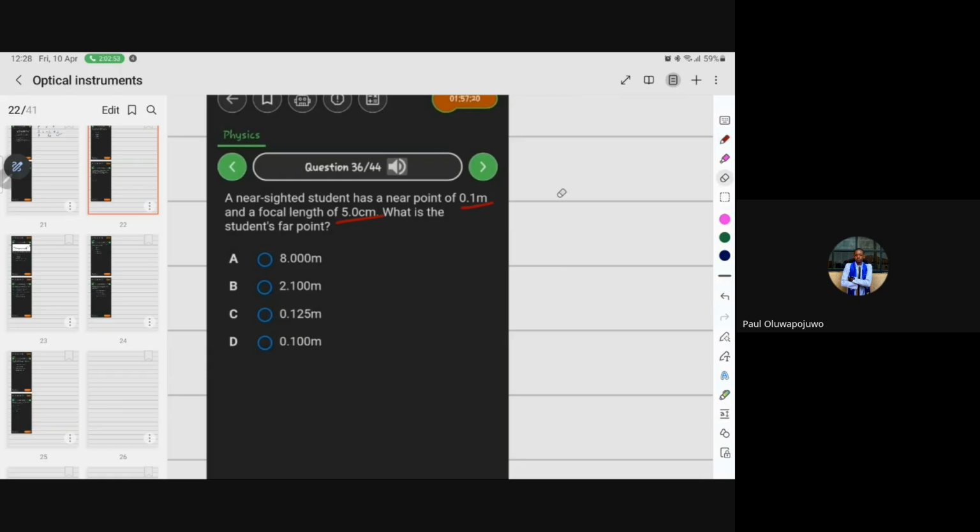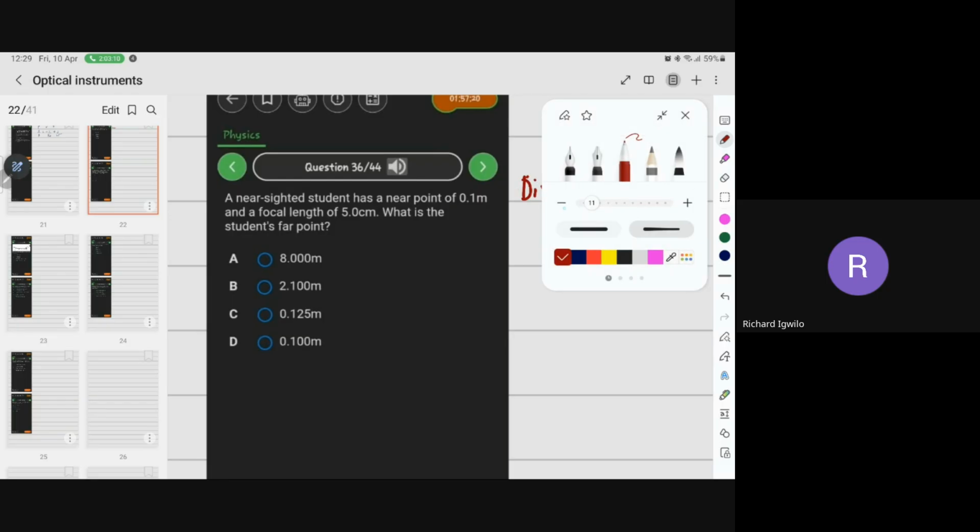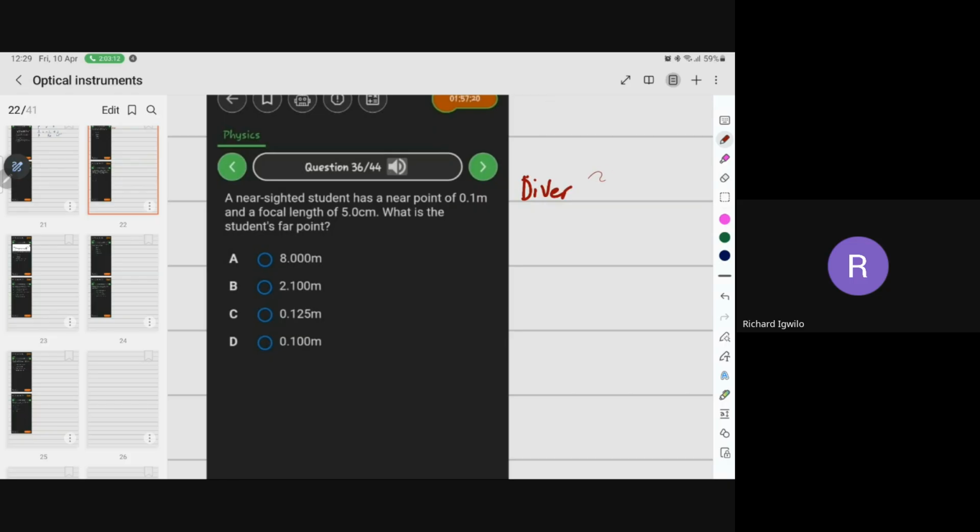All right. So first of all, which lens do we use in correcting a short-sighted person? Concave lens, which is a divergent lens. So it means that this is a divergent lens, right? And for a divergent lens, focal length is what? Negative. So it means that our F is equal to minus 5.0 centimeter. Hope all of us are on the same page.